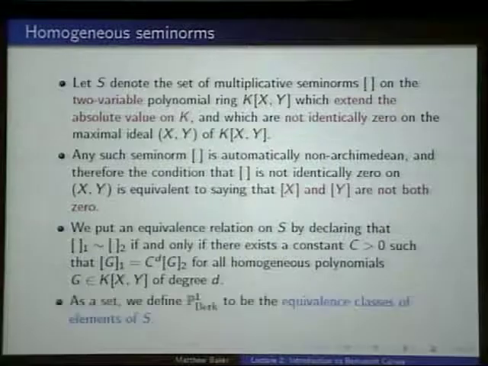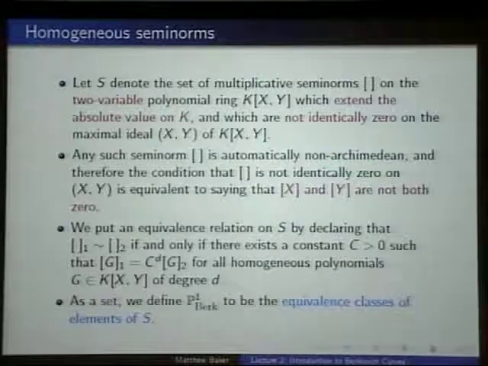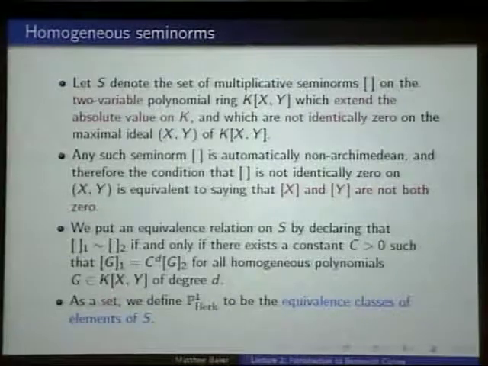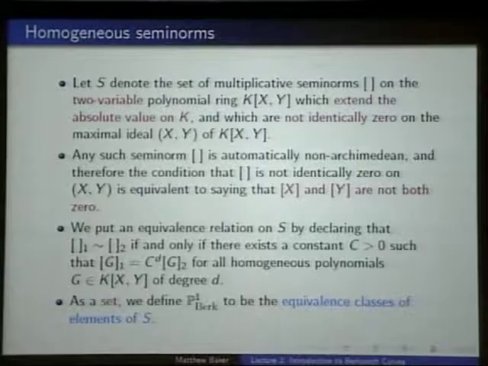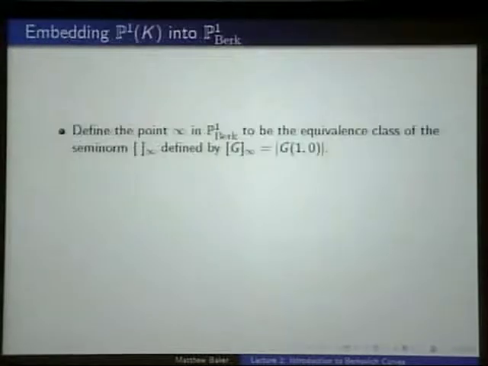So under this equivalence relation, we can now define P1 Berk as a set to be the equivalence classes of these multiplicative seminorms. And it's easily checked that this agrees with the previous definition of P1 Berk, but this is somehow more natural. And so the point infinity, I mean, we've already chosen these coordinates x and y, so I'll make a choice that the point infinity will be the equivalence class of the seminorm defined by evaluating at (1, 0).